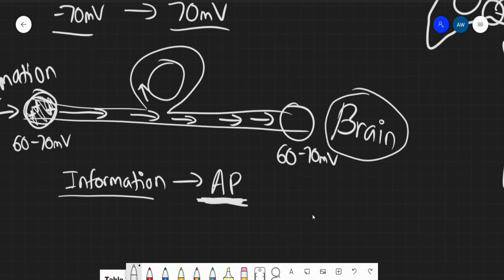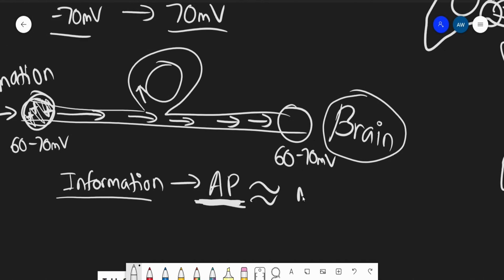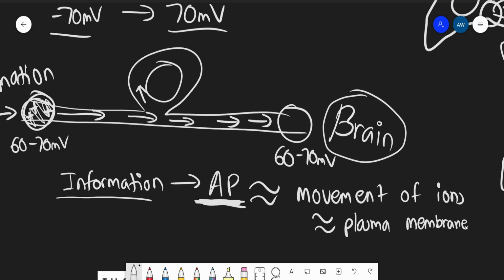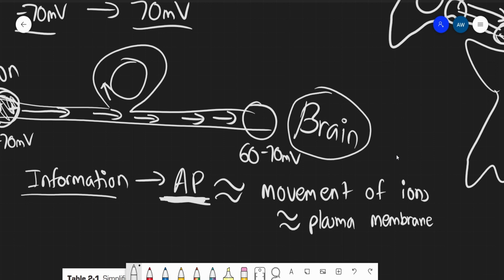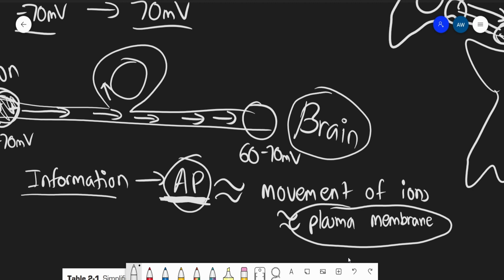The action potential has something to do with movement of ions, and movement of ions has something to do with the plasma membrane, because the plasma membrane is this barrier that determines whether or not stuff can go in or stuff can go out. So it dictates the movement of ions. So to understand this, we need to understand this, which is exactly what we'll be doing soon enough.